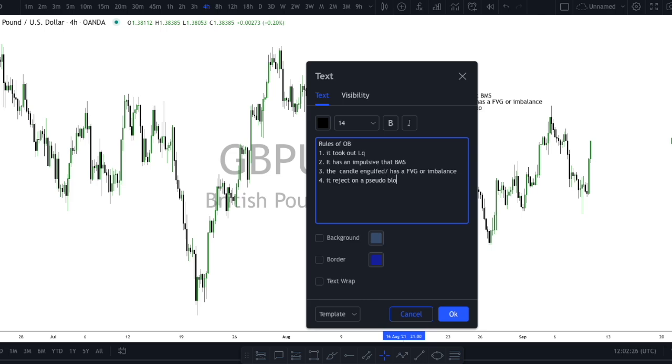So what is that pseudo block? A pseudo block is just a block that is also another block, but we are just using that particular zone as a point of reference to our other blocks. So anytime I see these rules in the market, then I am willing to actually take that.